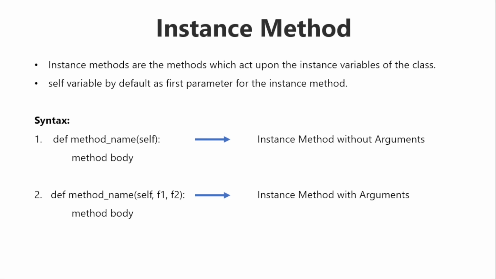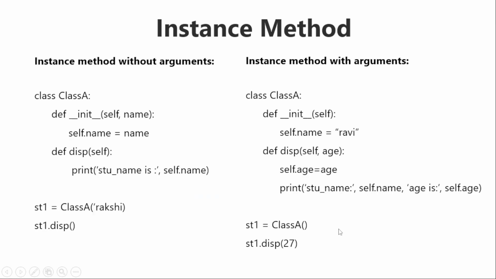So def method name, self, method body; def method name, self, f1, f2 as the parameters, method body. These are the syntaxes for instance method without arguments and instance method with arguments. Now let us look into actual instance methods. Instance methods have two types: instance method without arguments and instance method with arguments.